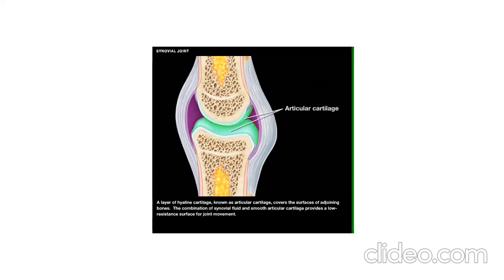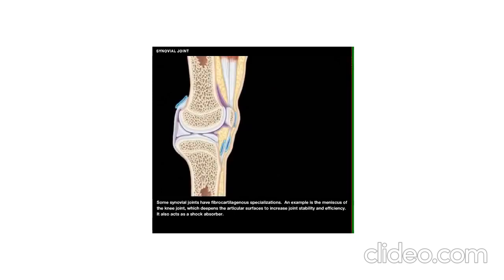A layer of hyaline cartilage, known as articular cartilage, covers the surfaces of adjoining bones. The combination of synovial fluid and smooth articular cartilage provides a low-resistance surface for joint movement. Some synovial joints have fibrocartilaginous specializations. An example is the meniscus of the knee joint, which deepens the articular surfaces to increase joint stability and efficiency. It also acts as a shock absorber.